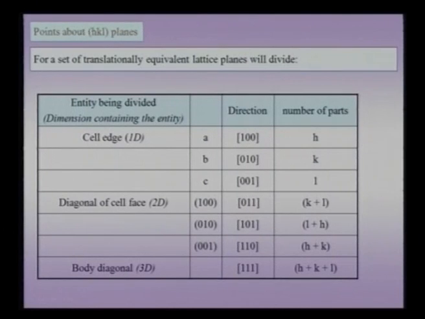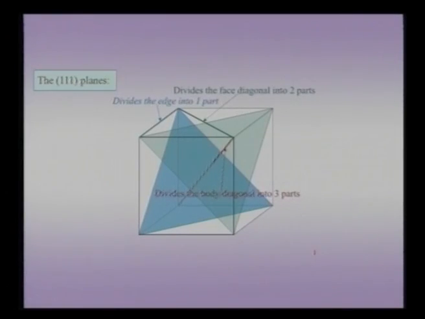The body diagonal is divided into H plus K plus L parts. In other words, for the 111 plane, the body diagonal will be divided into 3 parts, 1 plus 1 plus 1, 3. Let me take up an example. Suppose I am talking about the 111 plane, then my face diagonal is divided into 1 plus 1, 2 parts. If I am talking about the edge, it is just divided into 1 part. Then the body diagonal is divided into H plus K plus L parts. Therefore, we can get some more useful information about the division of the edge, the face diagonal, and the body diagonal from the HKL index.